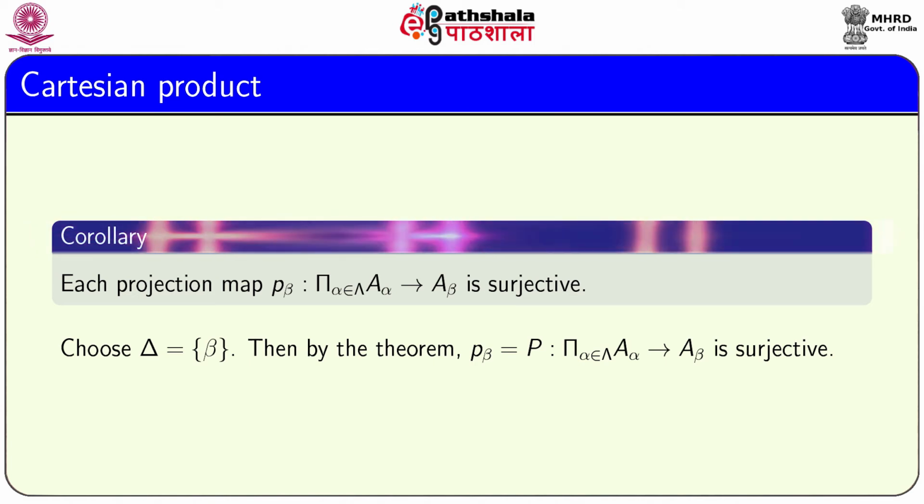As a corollary to this theorem, we get that the projection maps are all surjective. So, we see that if we can prove this corollary, actually we are assuming axiom of choice to get this result. Choose delta to be the singleton beta, then by the theorem P beta is equal to the function P from the product A alpha to A beta and it is surjective, and that proves the result.